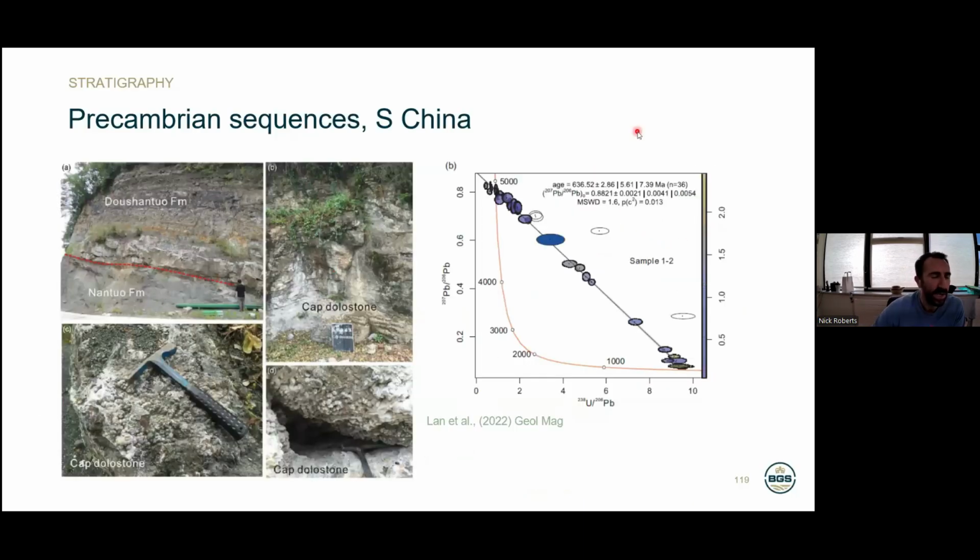Here's another example. There are several isotope groups working on Ediacaran and Cambrian carbonate sequences, looking at the explosion of complex life and the timing of carbon excursions. Here's an example from South China again, looking at the cap dolostone, and a pretty nice age with pretty good precision, 636 on this carbonate.